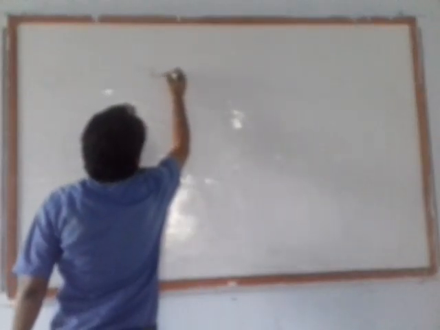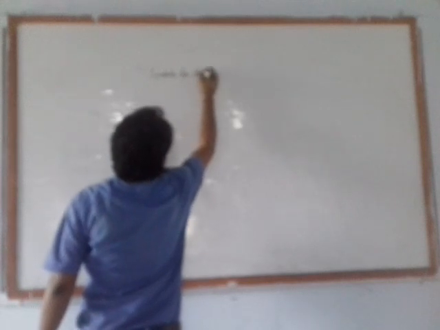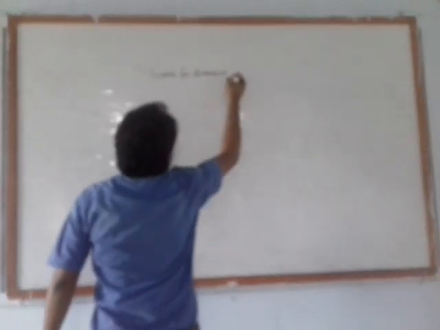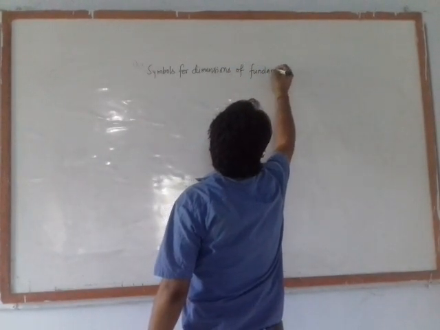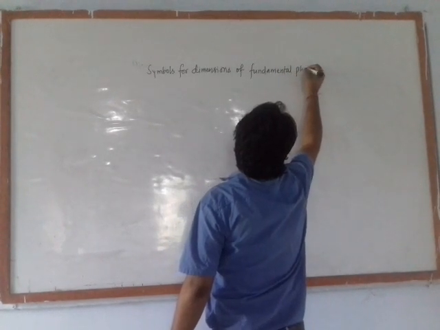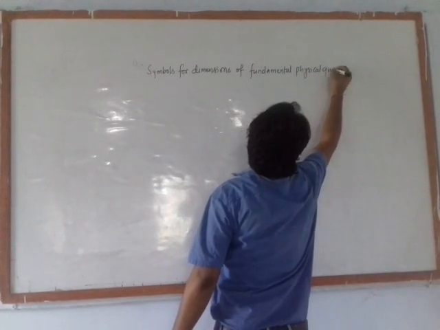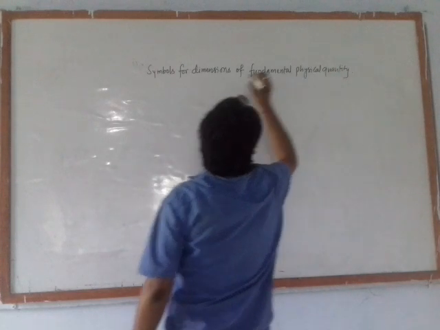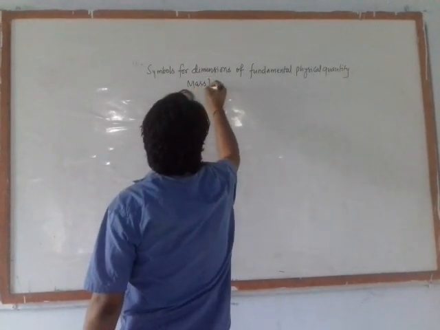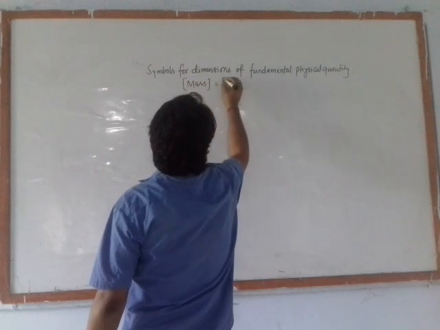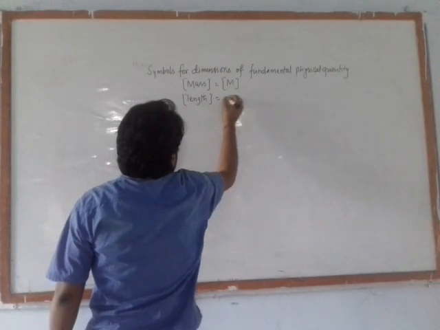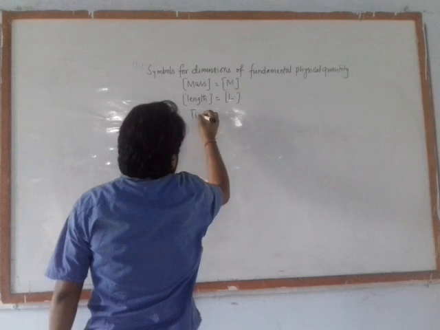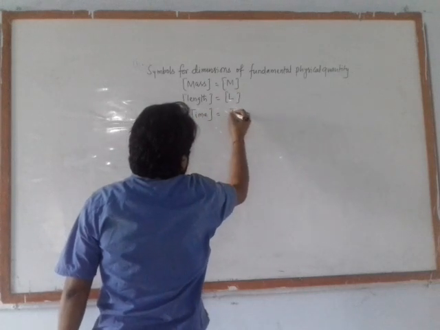Now here, symbols for dimension of fundamental physical quantity. First is mass. For mass we are representing with capital M. Then length. For length we are representing with L. Then time we are representing with T.